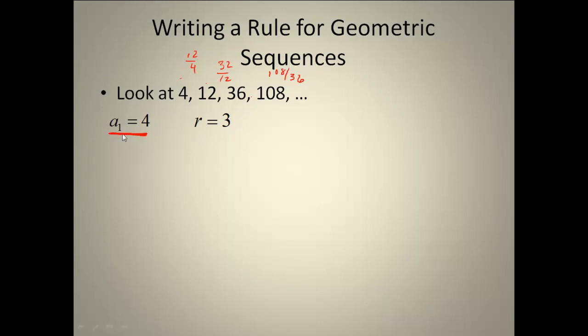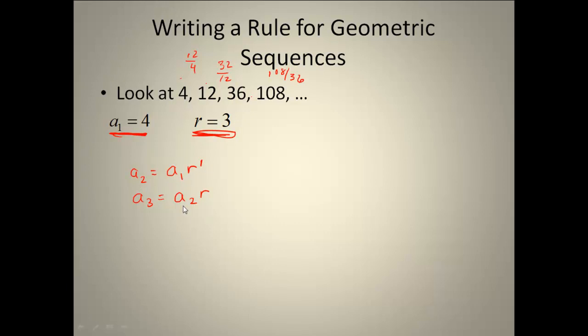If we look at what we have here, we know that our a sub 1 is equal to 4, and we know that our common ratio is equal to 3. We're going to use this information to come up with the formula for writing a geometric sequence. So in order to get my a sub 2 term, I had to take my a sub 1 and times it by r just one time. Now to get my a sub 3 term, I had to take a sub 2 times r, but really a sub 2 is equal to a sub 1 times r.